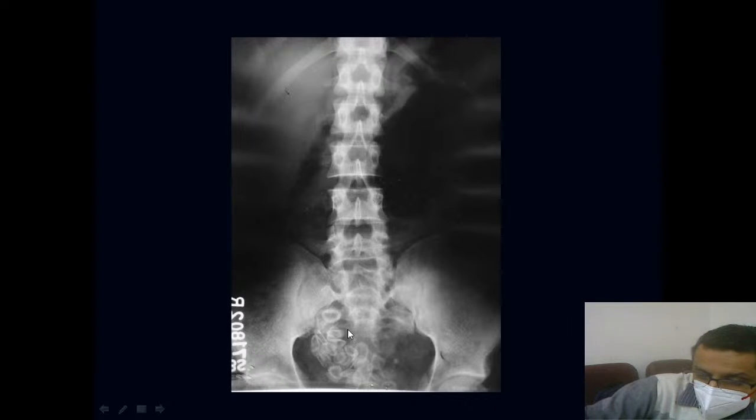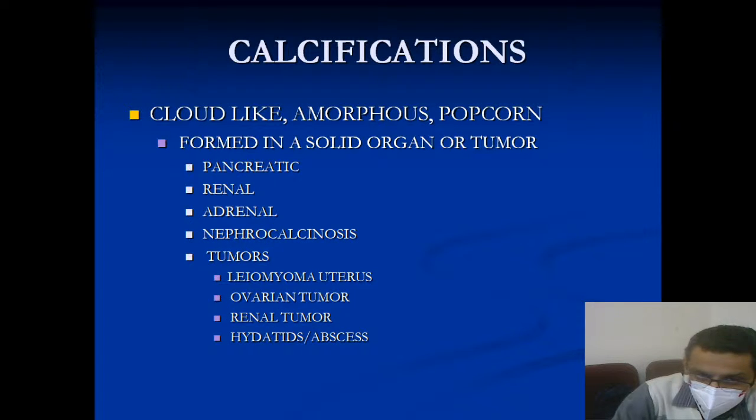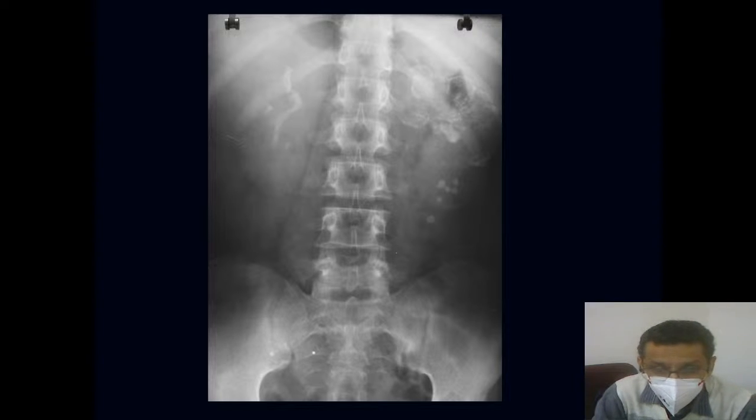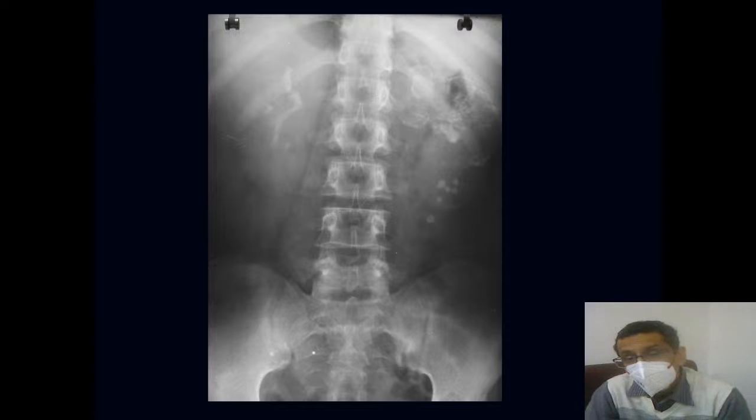So if there are calcific densities within the rectum, they are known as enterolith. Lith is like a calculus, entero is bowel. So something which is forming in the bowel, these are enteroliths. Okay. Lastly, calcifications which are not following any pattern, but are more amorphous or cloud-like or bizarre, would be somewhere in the soft tissue, abnormal soft tissue masses.